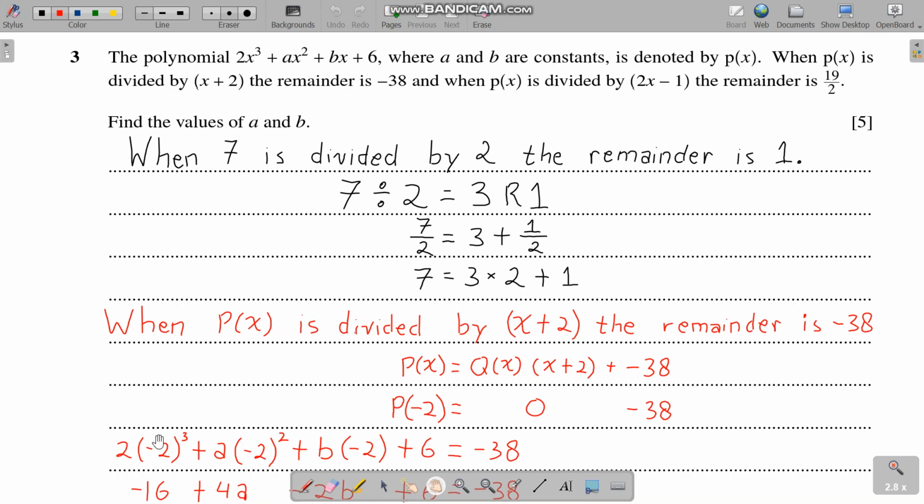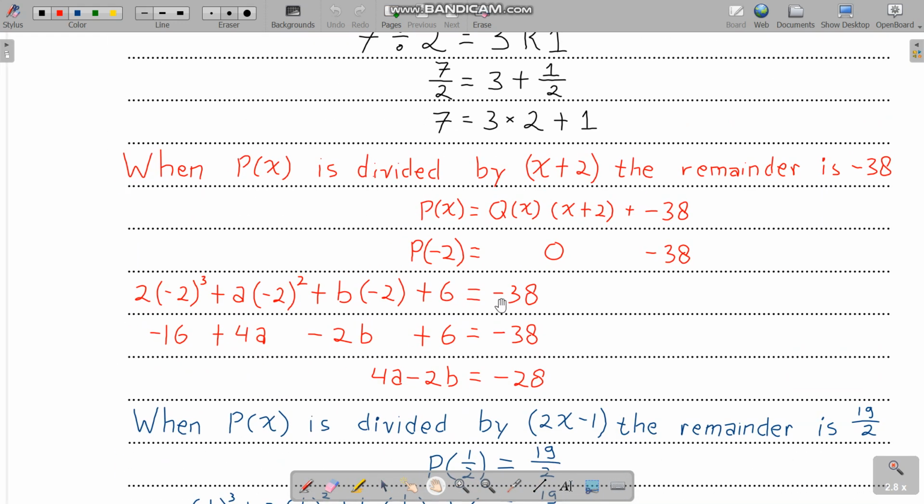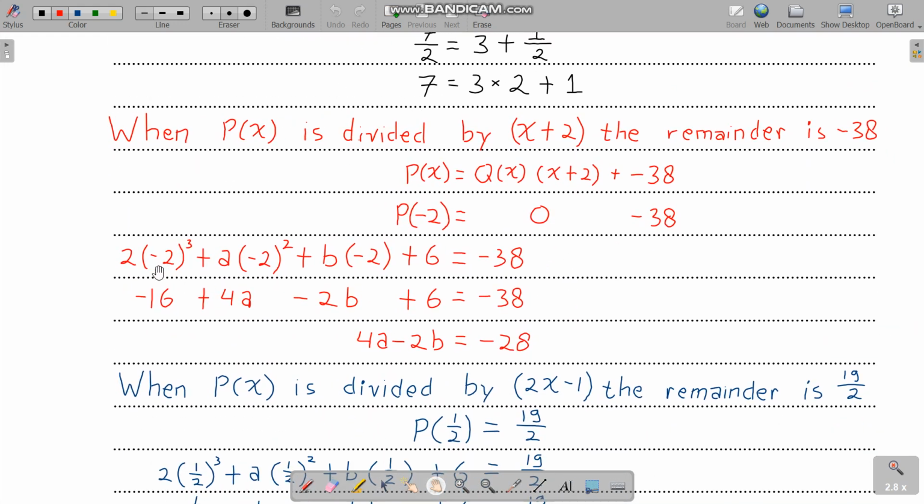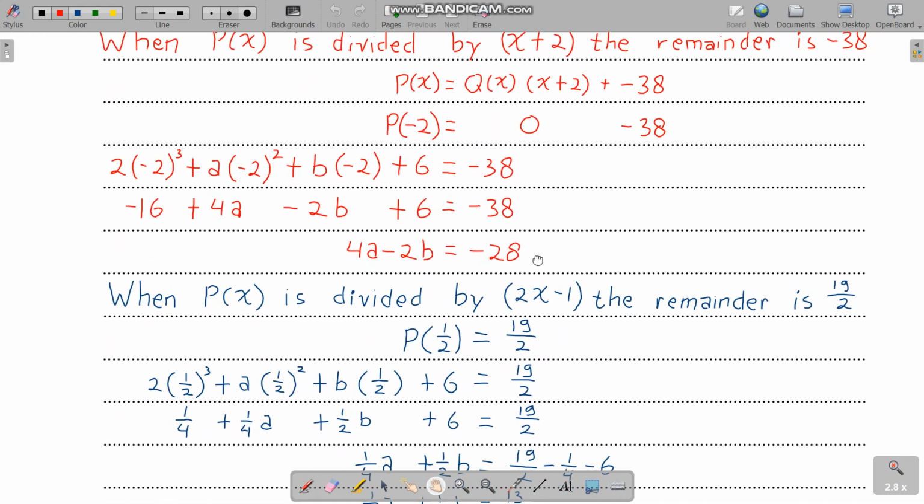So we have 2 times minus 2 cubed plus a times minus 2 squared plus b times minus 2 plus 6 equals minus 38. Just use a calculator. Here we get minus 16, here we get minus 2b, and you can move the constants to the right. Minus 16 plus 6 is minus 10, so add 10 to both sides, you get minus 28 on the right.